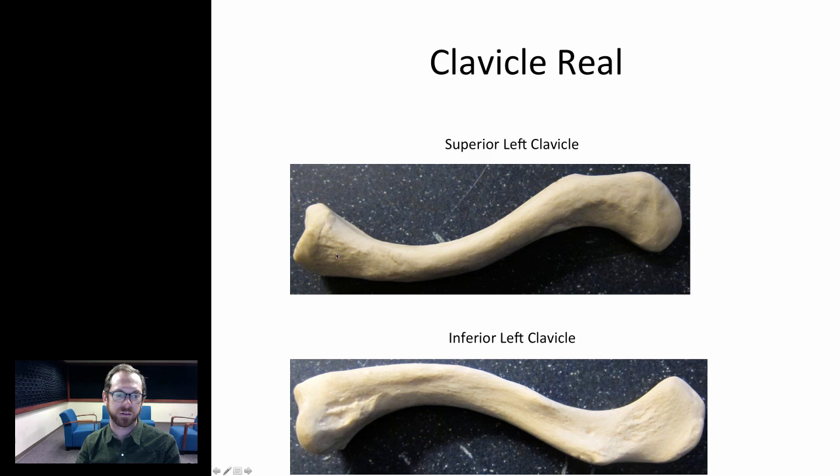You have our sternal end here. We've got our acromial end, our conoid tubercle. Let's put this medial, this lateral, and the conoid tubercle inferior and posterior, and so we have a left clavicle.